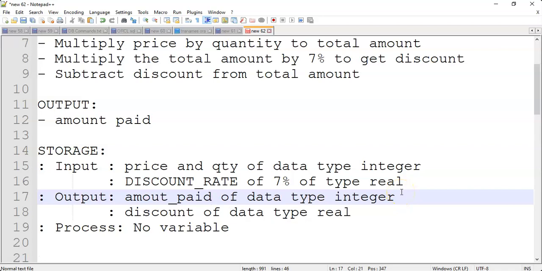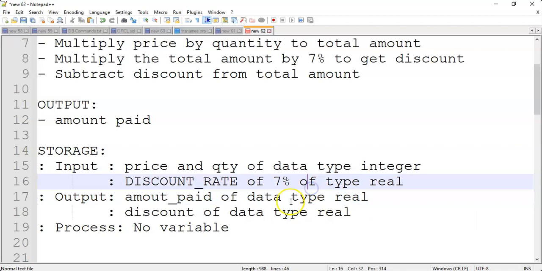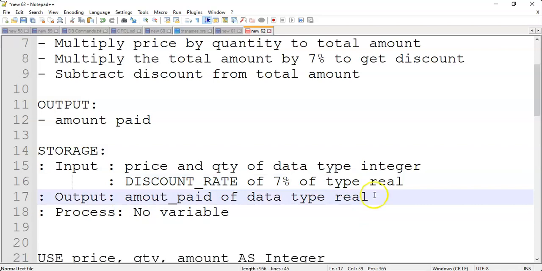But because we are finding amount paid after subtracting, and we are subtracting discount which is of data type real, it might happen that the actual amount that we are paying, maybe there are some tambalas. So we can make this one to be of data type real as well, because after taking off 7%, we may get something with maybe tambalas. So we are going to have it of data type real. Then the actual amount, this one is not there. So the output is just one thing.